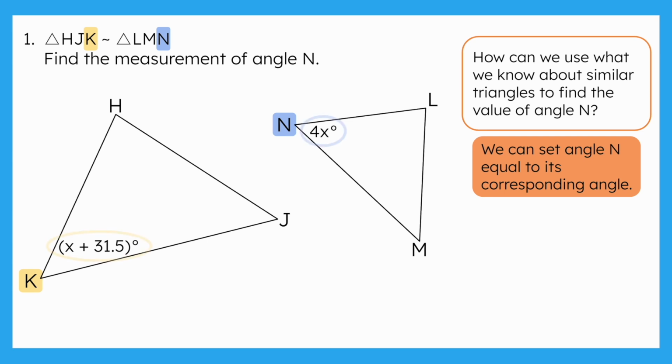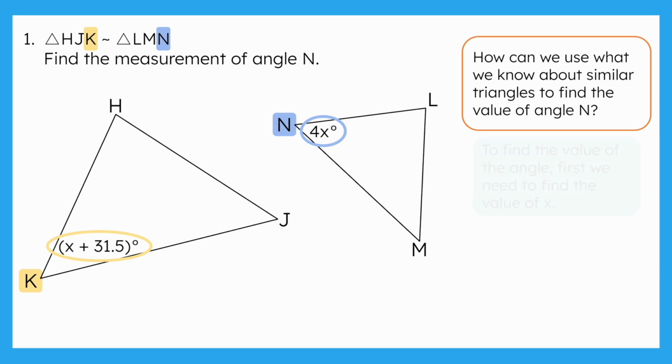What's different about these angle measurements compared to the ones we've seen before? Yeah, the value of each angle is represented by an expression, not just a variable. Angle N is 4x degrees, and angle K is x plus 31.5 degrees. So, in order to find the value of angle N, we first need to find the value of x.